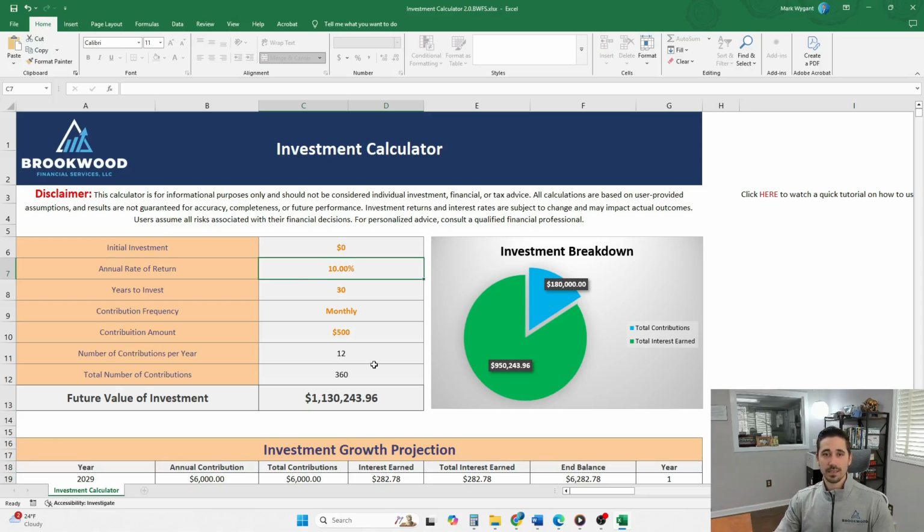So after you get your original calculations in here, if you wanted to see if you were to get a little bit more aggressive and have a higher rate of return, you can just change that number and it will change everything below. So keep that in mind as we're going through this.